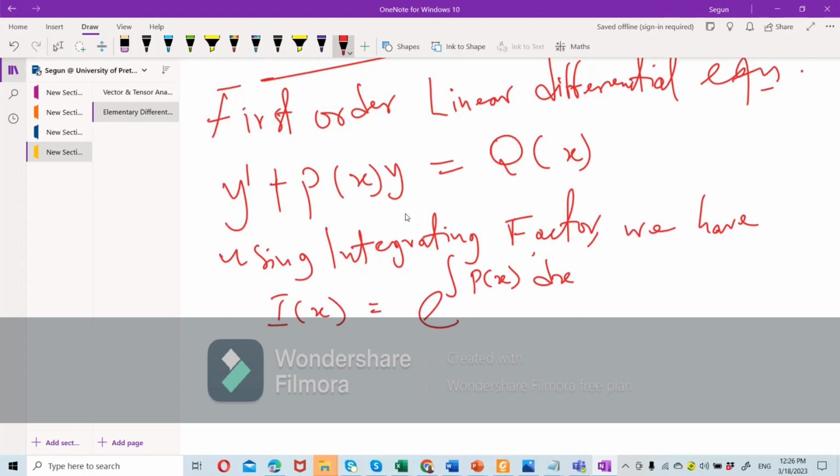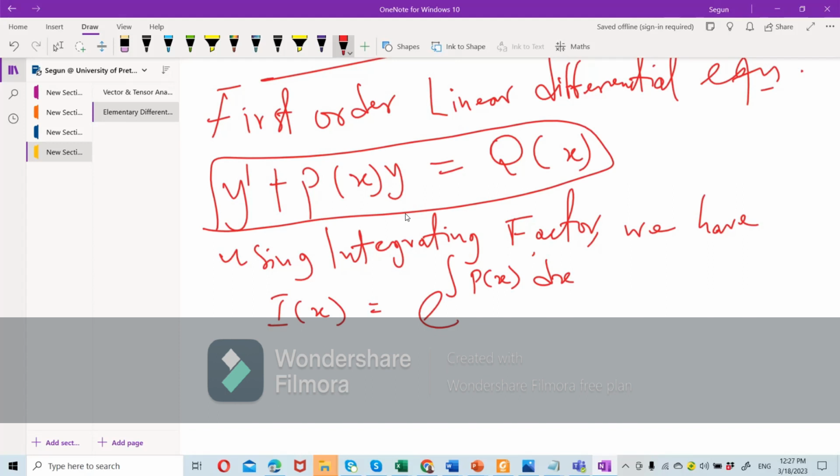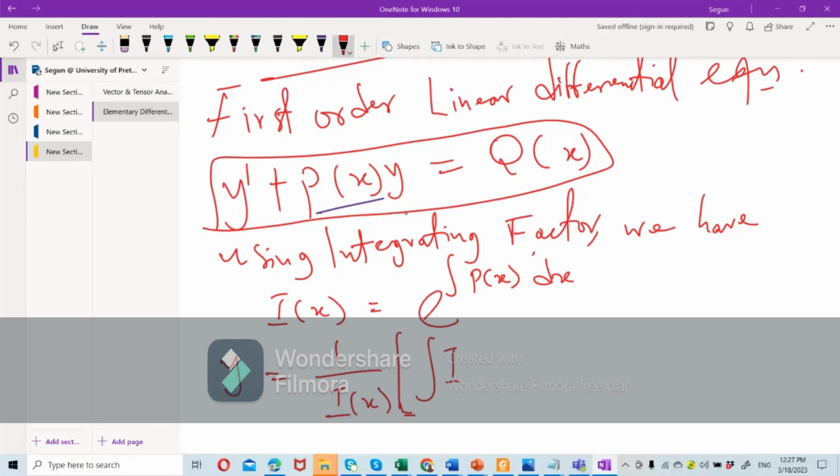So how do I know my integrating factor? Please circle this general solution. Anytime you see any equation like this, or any nature of this kind of equation, you use an integrating factor. Where do we get the integrating factor? It is the coefficient of y, so we use it as the integrating factor. Then by the time you resolve it, our y will equal 1 over the integrating factor, multiplied by the integral of I of x multiplied by q of x dx, plus c.